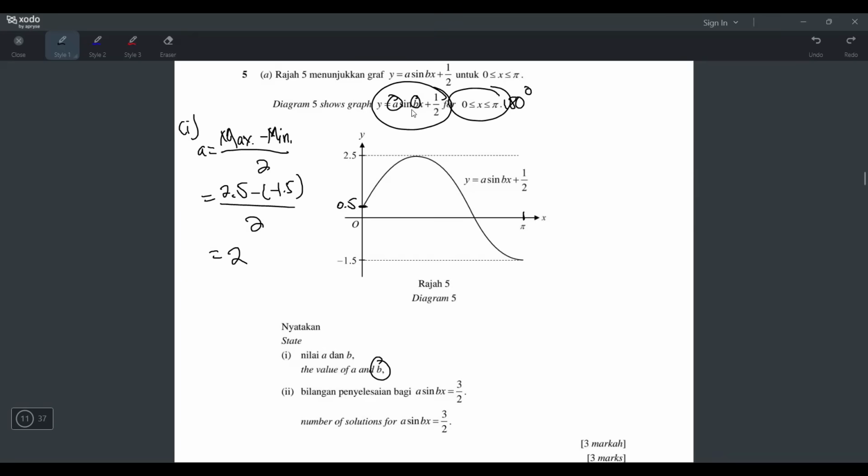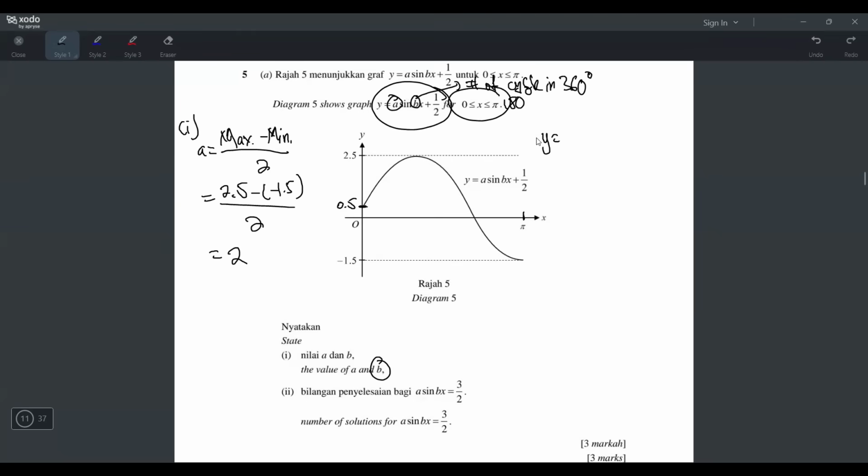Okay, now they also ask us to find B. B affects the period, but you need to know B is the number of cycles in 360. But in this question it is very hard to determine B from the graph, because they only draw until 180, and it's very hard to imagine how many cycles there will be by the time you reach 360. So instead of looking at the graph, I will use an algebraic formula to find B, by using another method. So what's the other method?